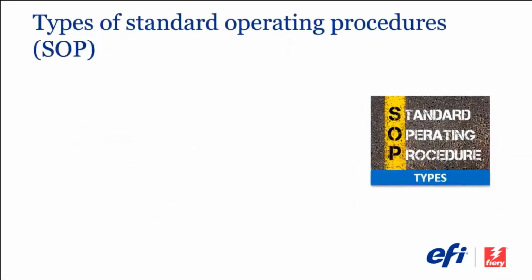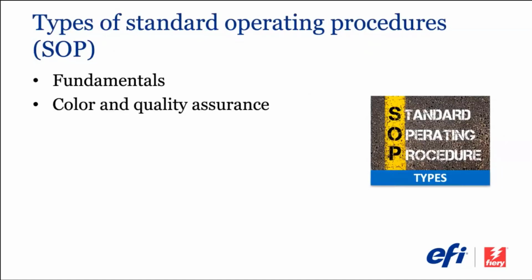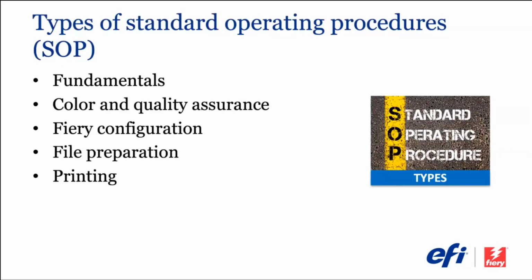Let's talk about the type of standard operating procedures that you might develop. Fundamental standard operating procedures, color and quality assurance, Fiery configure. We're going to go through samples of these in just a little bit. File preparation, incredibly important. Printing, obviously. And what happens if something goes wrong? Okay, do we have a standard procedure, or do we all run around with our hair on fire going, something's wrong, please someone fix it?